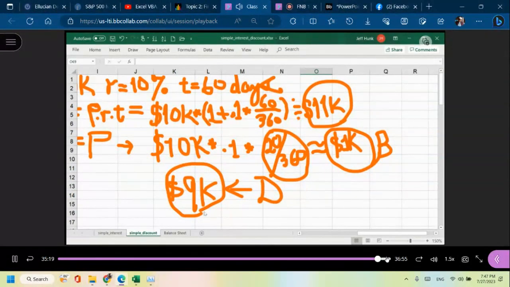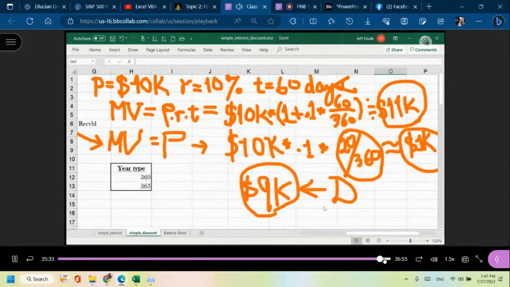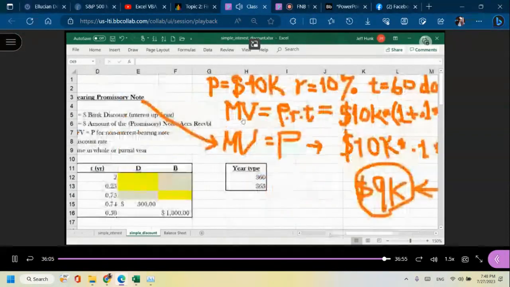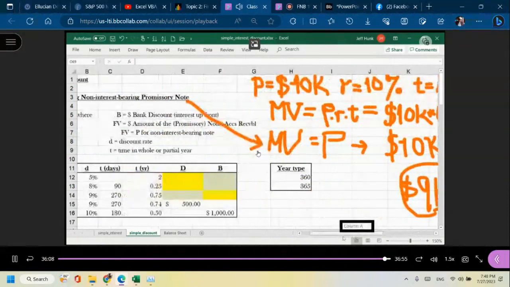And the 9K that you take from the bank is called proceeds. The correct terminology is proceeds, and the symbol for that is D. Never mind that proceeds is P, so you cannot make a connection between P and D. D stands for the discounted amount of the promissory note. But that's what proceeds from this negotiation, this factoring with the bank. So that's the concept of simple discount.